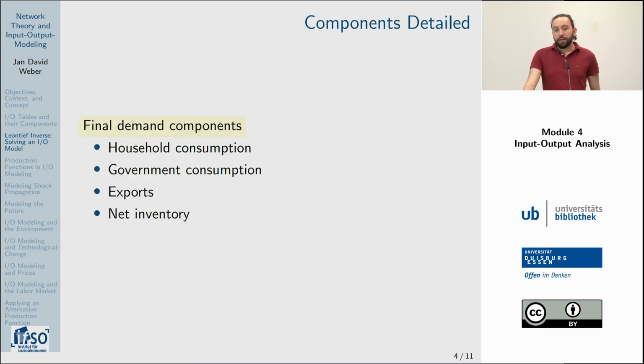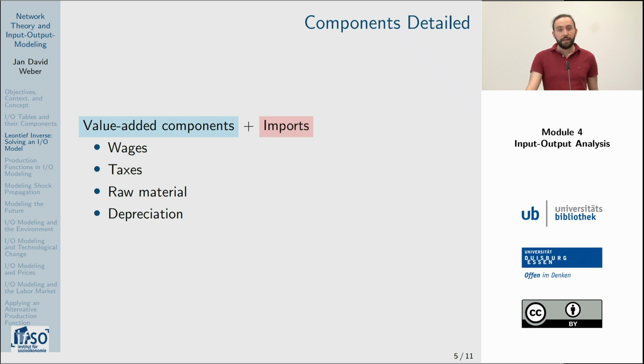We use final demand components. We went over this in the last video a little bit, but here now again, this is household consumption, government consumption, exports, and the net inventory changes. So the stuff a company has on their shelves. Value added and imports are wages, taxes, raw material, and depreciations, and of course inputs itself. So the container that arrives in a harbor from a different country, things you purchase in a different country and bring back over the border, all that stuff counts into imports.